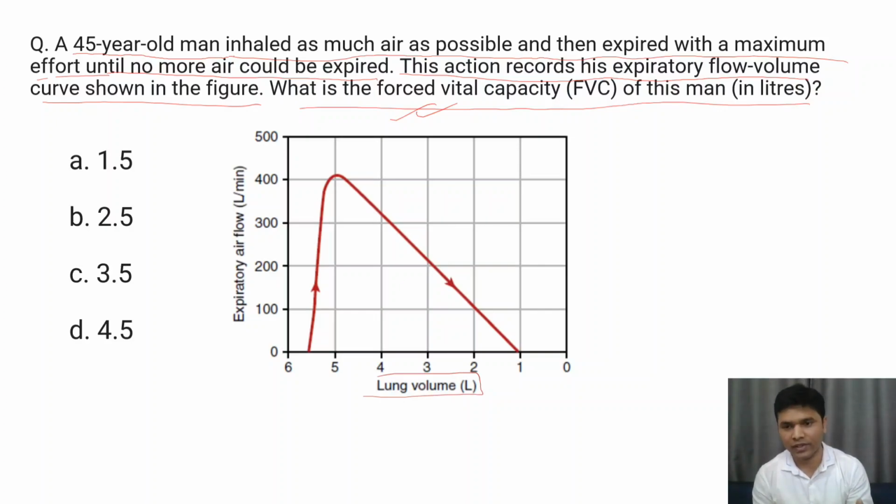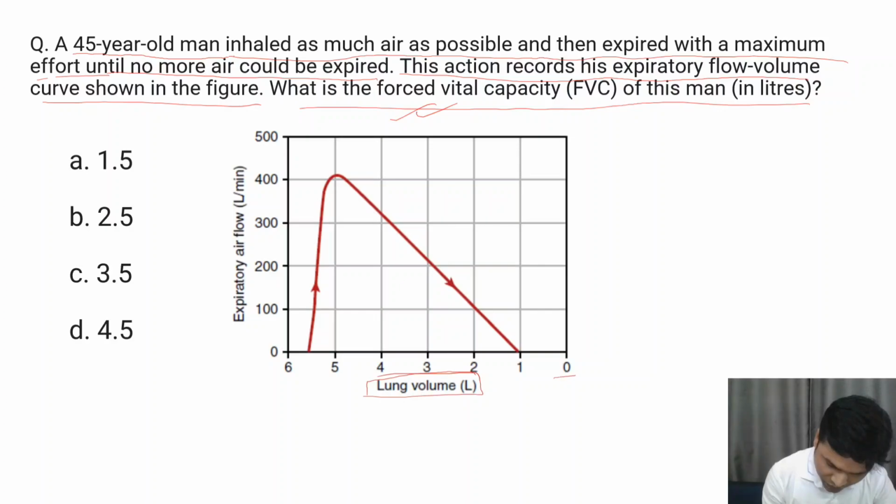So forced vital capacity is nothing but inspiring as much air as you can and then expiring forcefully as much as you can. So from full inspiration to full expiration. Go to the height of inspiration, inspire as much as you can, and then expire as much as you can. From maximum inspiration to maximum expiration, that is called forced vital capacity. So here lung volume is in liters.